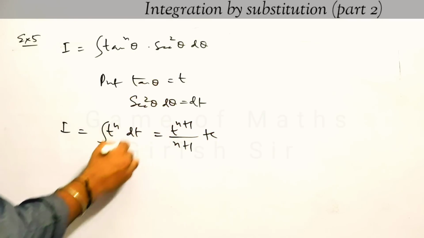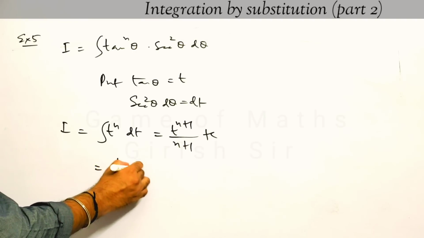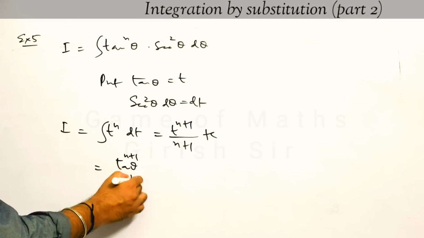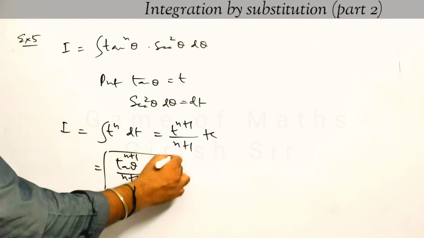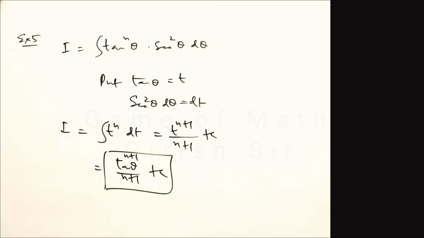Now put back the value of t. Tan theta raised to n plus 1 divided by n plus 1 plus c. This is the final answer. That was a simple one. Let's see another question.